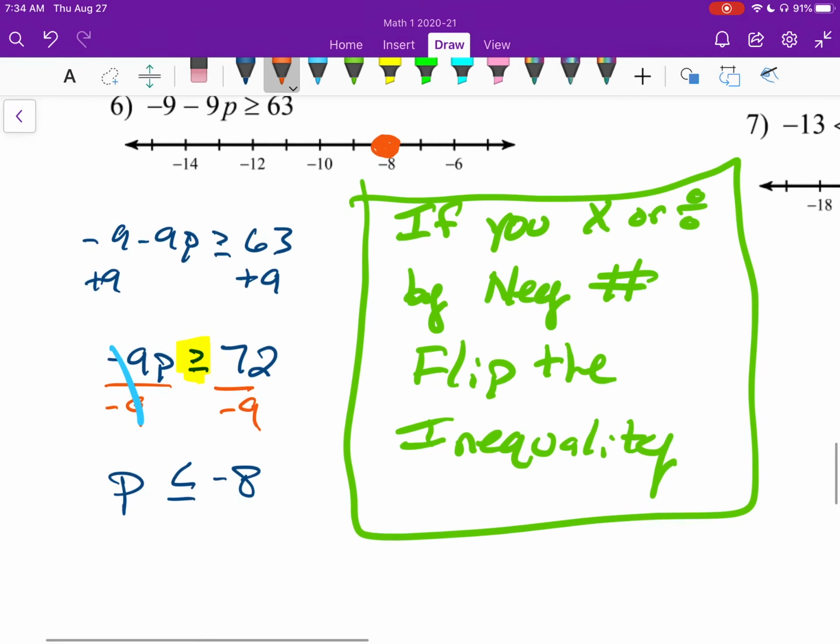We'll see if 0 works. If we had 0 is less than or equal to negative 8, well, that doesn't make sense because 0 is bigger than negative 8. So this is not true. So 0 is over here, right? So I'm going to have to shade away from it.